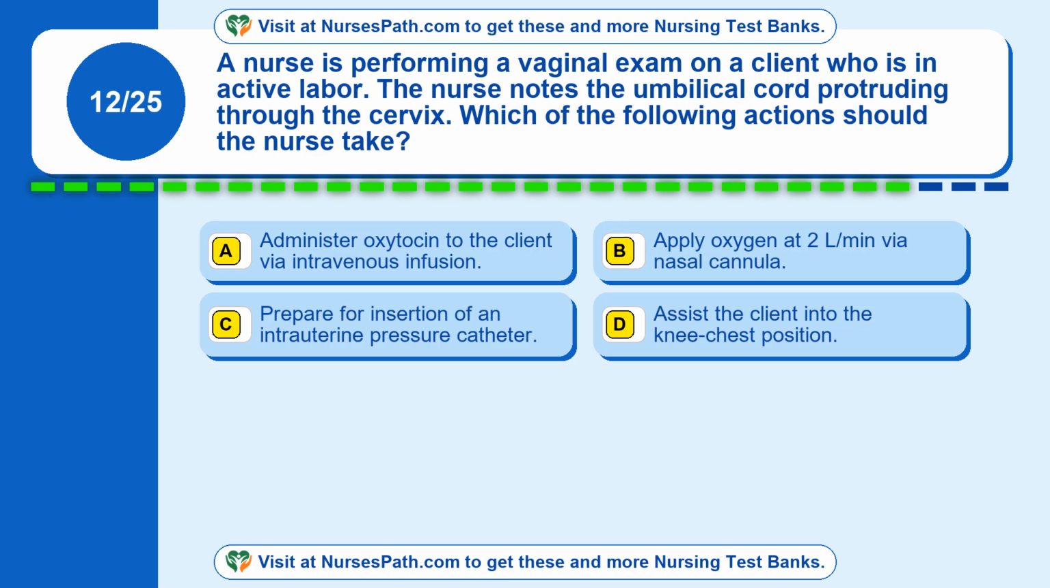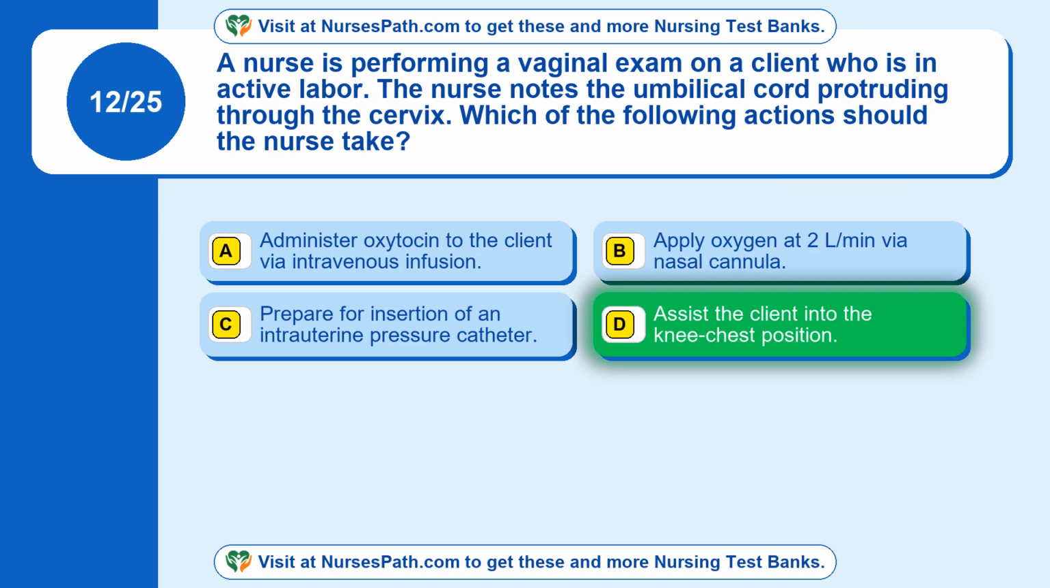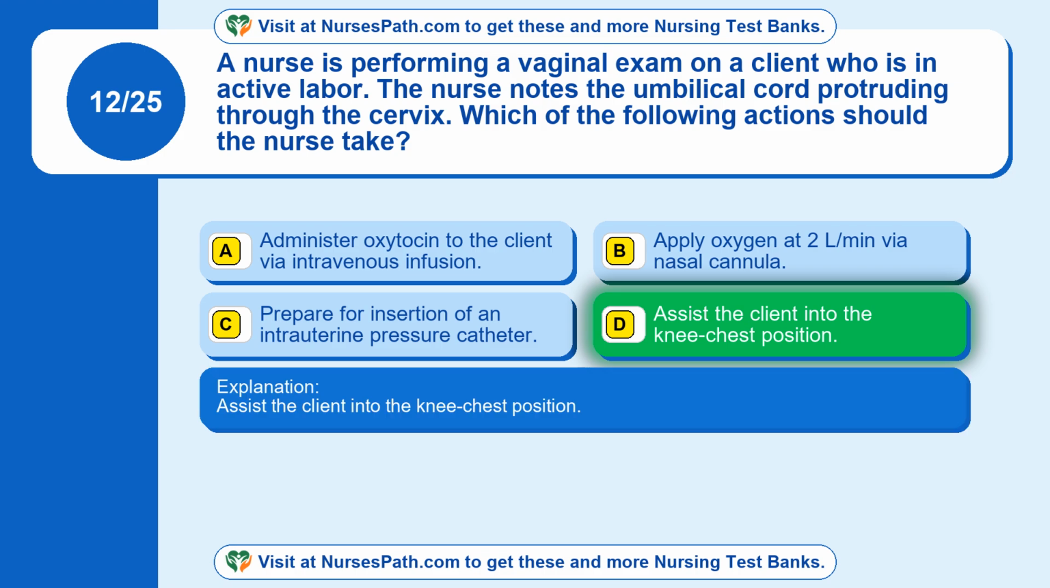Question 12. A nurse is performing a vaginal exam on a client who is in active labor. The nurse notes the umbilical cord protruding through the cervix. Which of the following actions should the nurse take? Option A. Administer oxytocin to the client via intravenous infusion. Option B. Apply oxygen at 2 L/min via nasal cannula. Option C. Prepare for insertion of an intrauterine pressure catheter. Option D. Assist the client into the knee-chest position. The correct answer is option D. Assist the client into the knee-chest position.